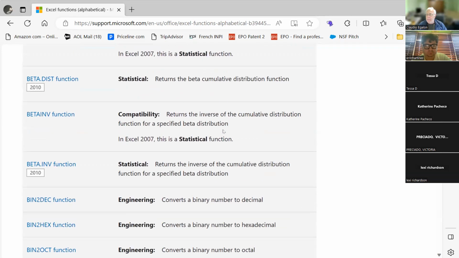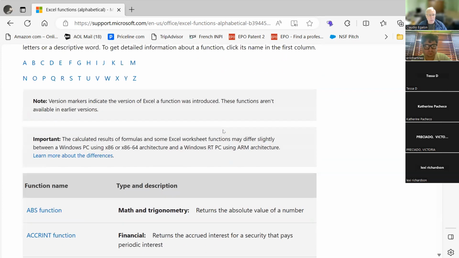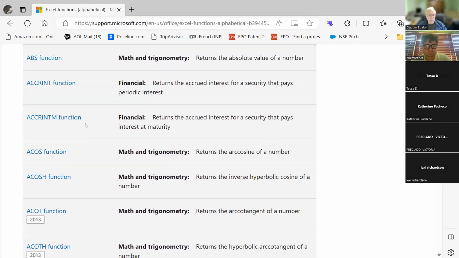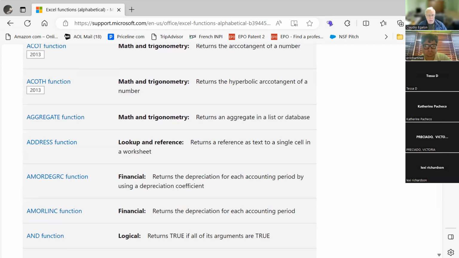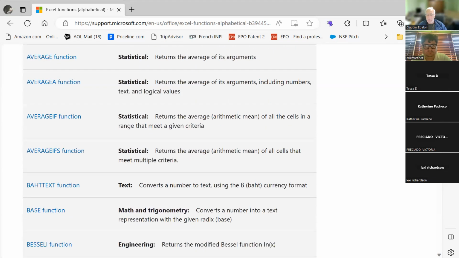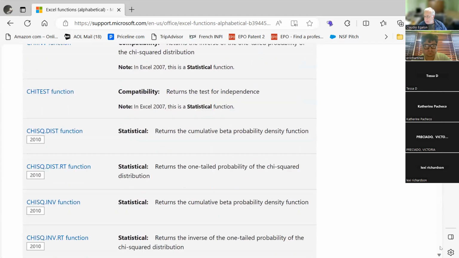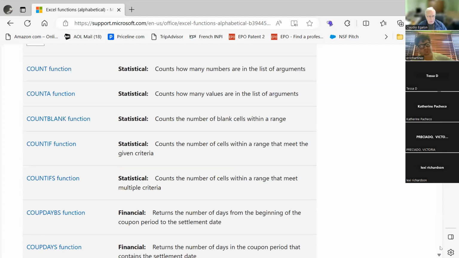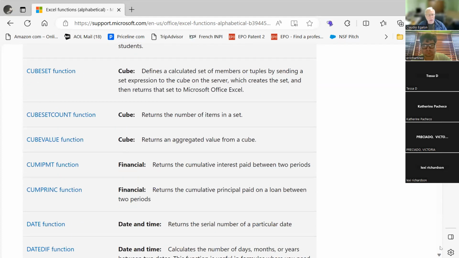Look, try to count how many functions we have in Excel. We will be going crazy, right? Let's have an estimate. 1, 2, 3, 4, 5, 6, 7 per page. 2, 3, 4, 5, 6, 7, 8, 9, 10. My goodness, 11, 12, 13, 14. Only until here, we already have 140 functions.